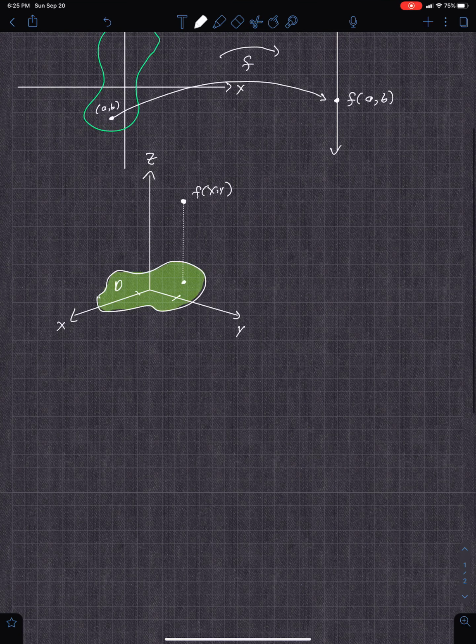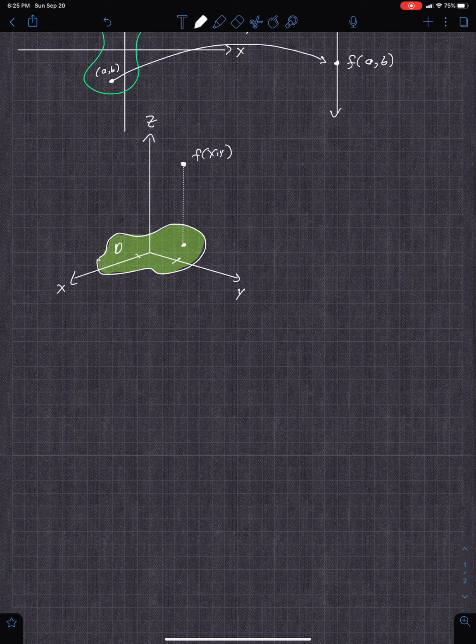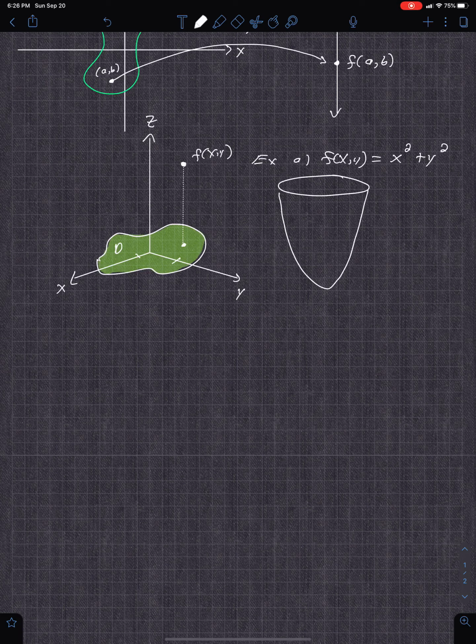Okay, so a couple examples we've already seen. Let's just write them down here. We could have something like f of x, y equal to x squared plus y squared. And then we know that that's a paraboloid like this, opening upward, centered at 0.